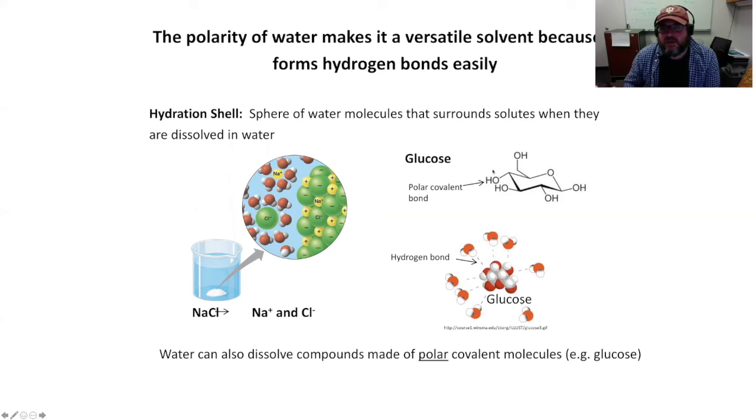The same is true of glucose. Glucose is full of polar covalent bonds. Hydrogen's bound to oxygen, so a glucose molecule has partial positive and negative charges. All of these molecules easily interact with water. Glucose forms hydrogen bonds. Each one of these OHs and this oxygen will form a hydrogen bond with water. So water can surround these molecules and dissolve them, allowing them to remain suspended in water.